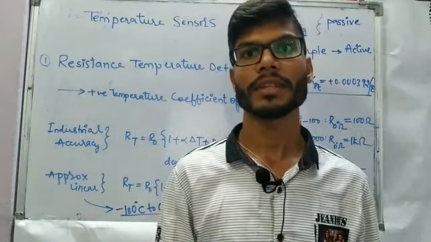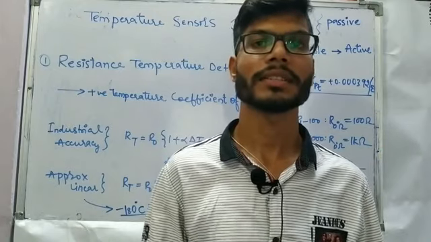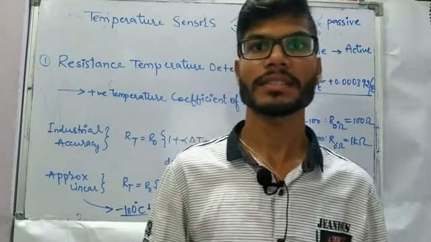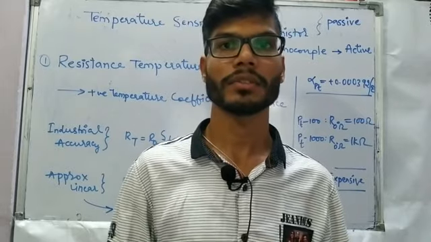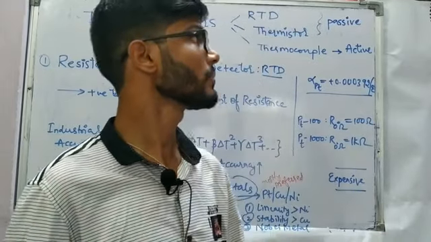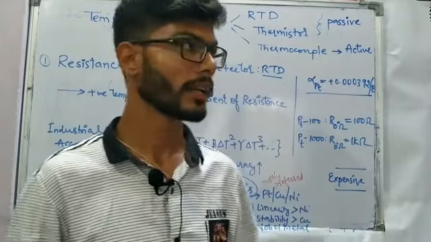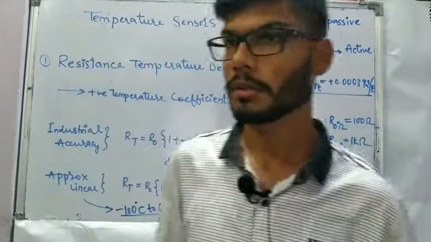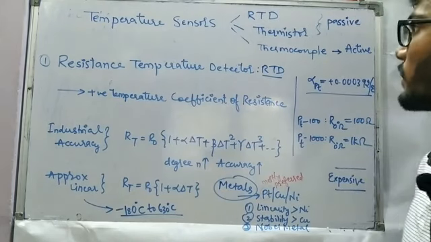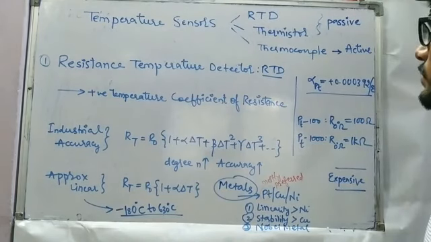In today's session we are going to have a discussion on temperature sensors, and in temperature sensors we are mainly going to focus on three different types of them, one of which is going to be RTD, then we'll proceed further with thermistor, and at the end we'll have a look at thermocouple. RTD and thermistors are going to be the passive sensors, whereas thermocouple is going to be an active sensor.